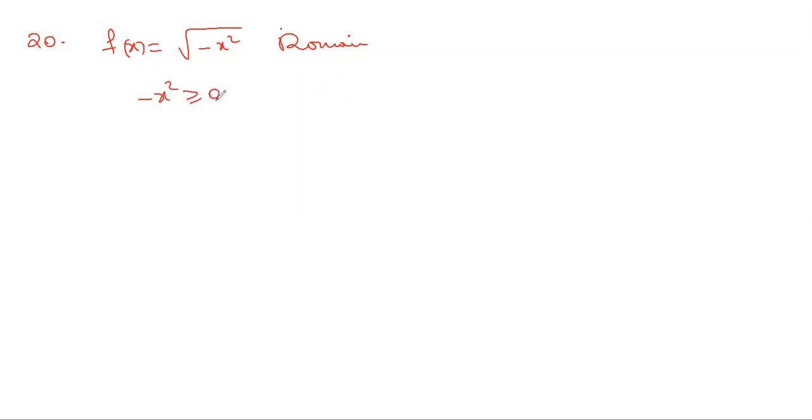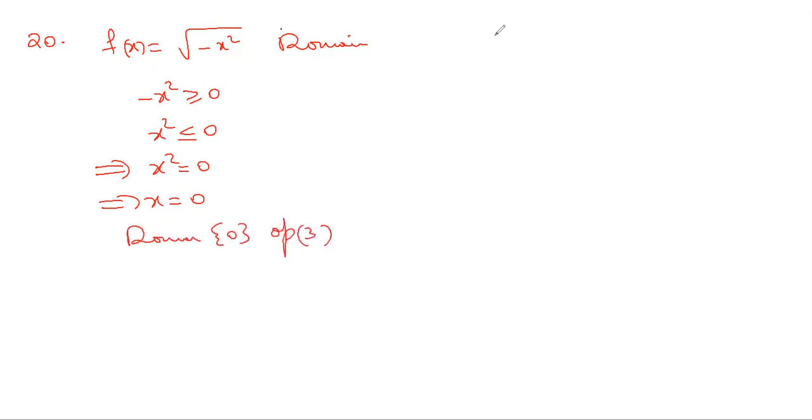So minus x square should be greater than or equal to 0. If you multiply this with minus, x square should be less than or equal to 0. So x square can never be negative. X square should be negative or 0. That's the condition. Because it cannot be negative, it should be 0. That means x is equal to 0. So x equal to 0 is the only value allowed for this. That means the domain is the singleton set {0}. That is option 3.